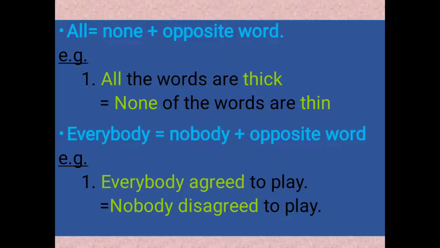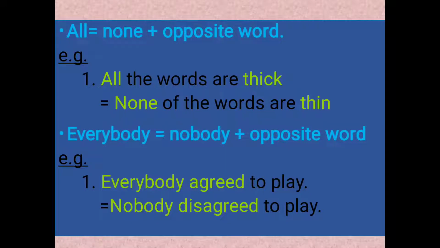Now in case of the word all, you can use none, but only none you cannot use, because by using only none, the meaning of the sentence changes. So for that matter, we have to use the opposite word. Let's see an example. All the words are thick. So this affirmative sentence becomes none of the words are thin.